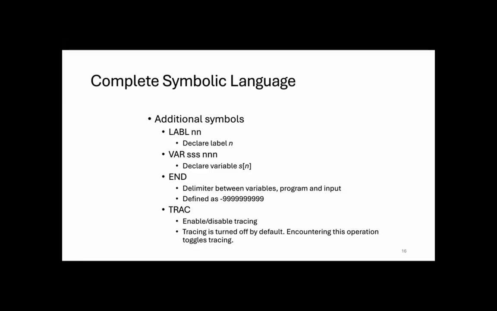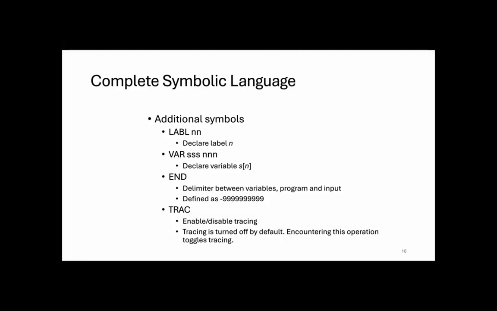We also have other symbols that were not very clear in the table. We have the label keyword to declare a label. We have var to declare a variable s of size n. We have the end, which is a delimiter between variable, program, and input, and it is defined by minus a series of 9s. And then we have trac. It enables and disables tracing. Tracing is turned off by default. Encountering this operation toggles tracing. So these are the other commands that we have here to indicate the end, or variables, or labels.